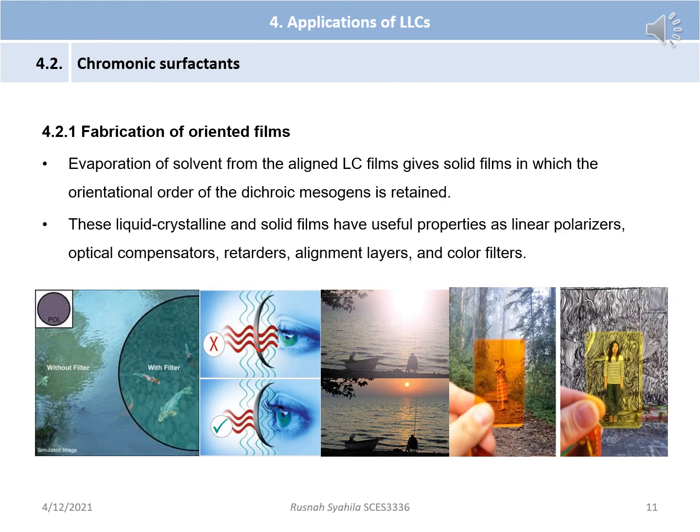Now, we see some of the applications based on chromonic surfactants. The first one is the fabrication of oriented films. Evaporation of solvent from the aligned liquid crystal films gives solid films in which the orientational order of the dichroic mesogens is retained. These liquid crystalline and solid films have useful properties as linear polarizers, optical compensators, retarders, alignment layers, and color filters.